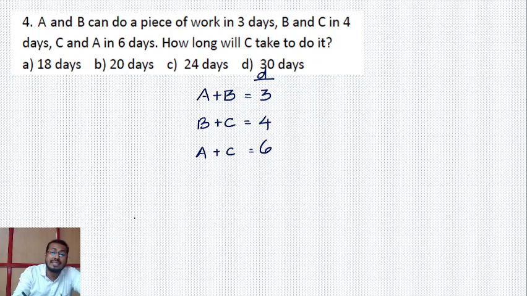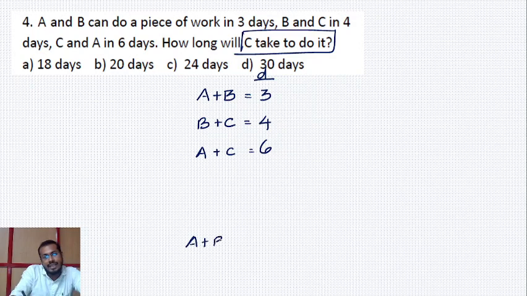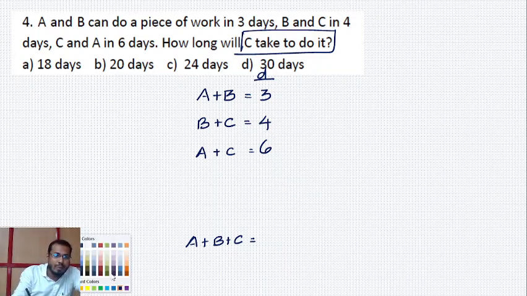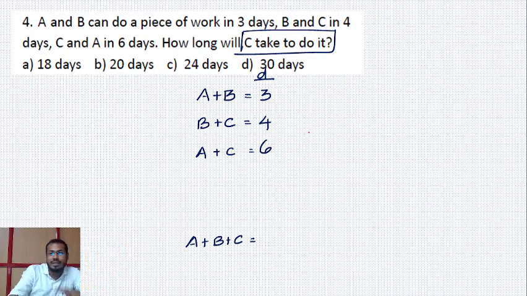How long will C take to do it? What is the question? First of all, I need to find how many days are taken for A plus B plus C together. Then we go for C. As usual, find the LCM and 1 day work, then come to the reality of this question. What is the LCM for 3, 4 and 6? That is 12. 12 is the LCM. So let's take 12 chocolates.